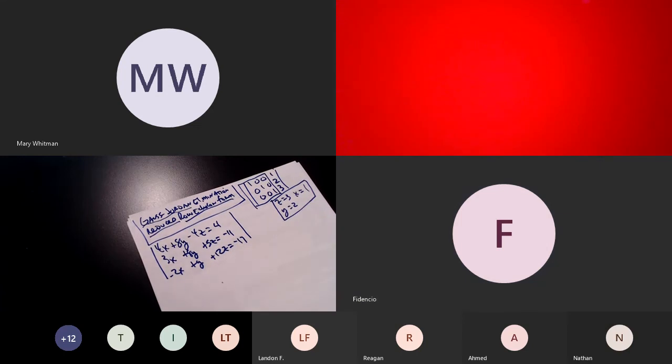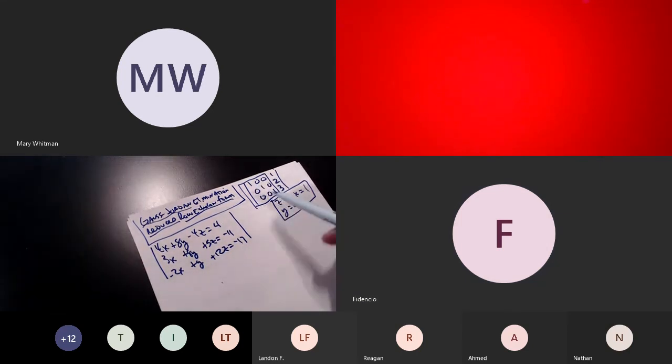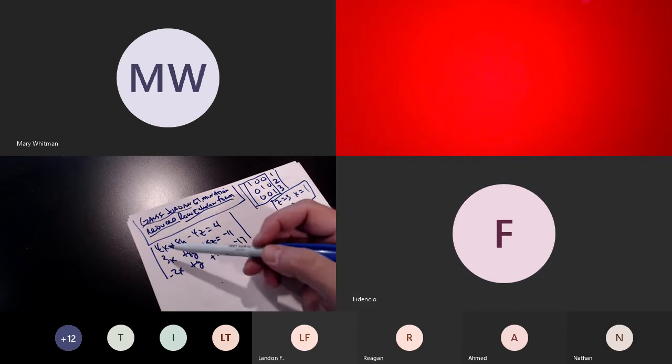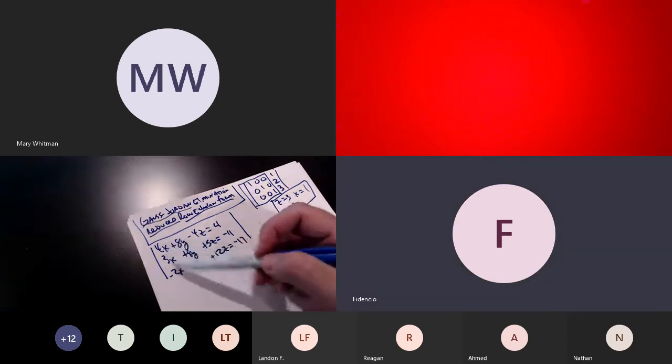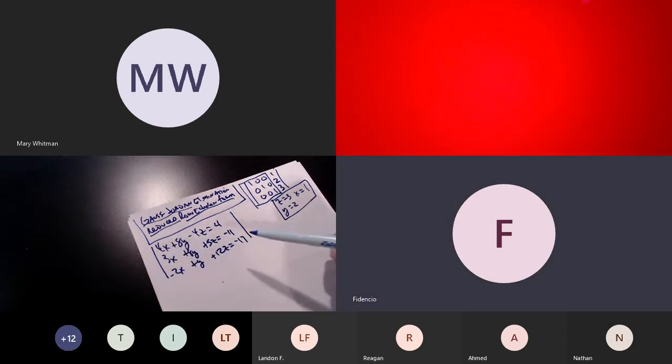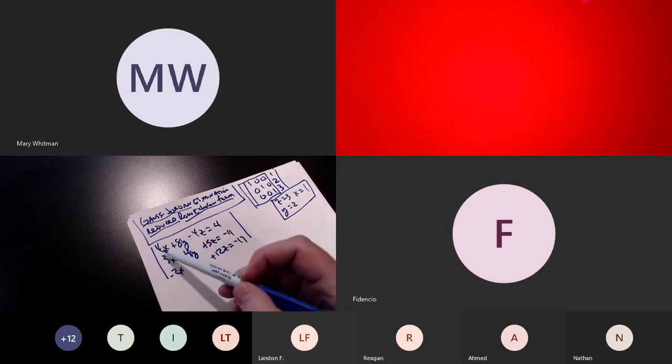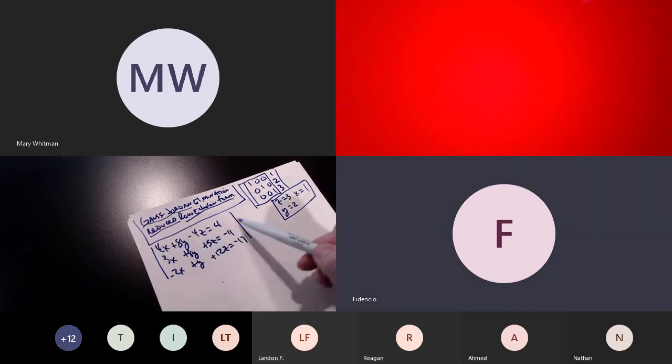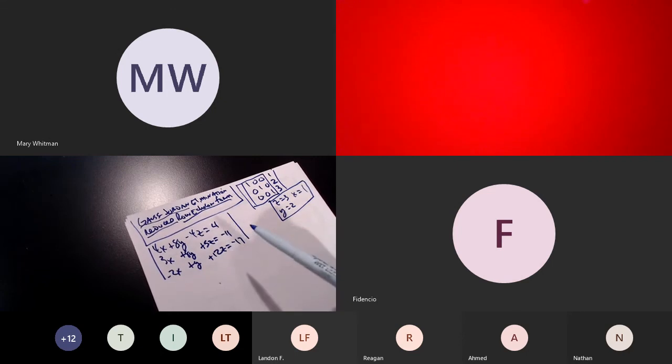Now remember, my goal here is I want ones on the diagonals. I don't have any ones here in the first column, correct? Yep. But I do see, hopefully everybody sees here, row 1 are all multiples of 4, correct?